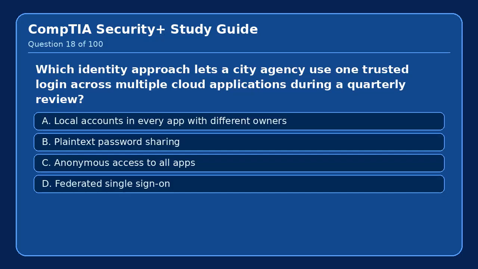The answer is D. Federated single sign-on. Federated SSO allows applications to trust a central identity provider for authentication. Separate unmanaged accounts, anonymous access, and password sharing reduce control and visibility.